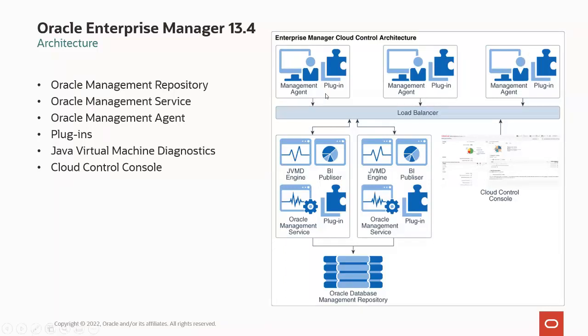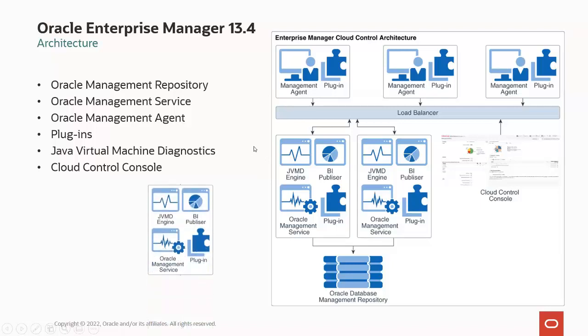availability. And then we have the Oracle Management Agents, which are the ones that we're going to be deploying on our targets. The Oracle Management Agent is the one responsible for gathering the data from the targets that we're going to monitor and manage. Once again, just to summarize, for the Oracle Management Service, we have plugins, we have the Oracle Management Service, we have BI Publisher, this is on 13.4, and the JVMD engine. We have the Oracle Management Agent and plugins.